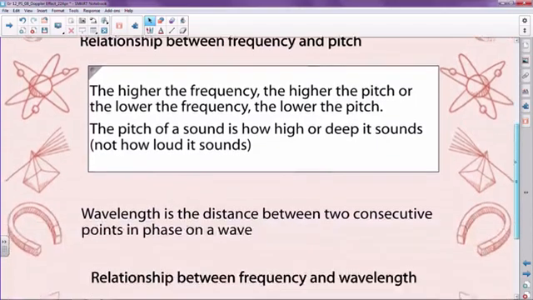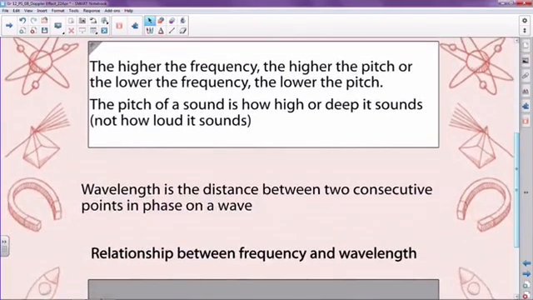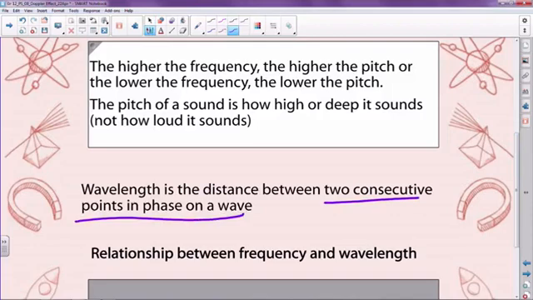Now, we need to remember, of course, that wavelength, because we need to talk about how wavelength and frequency are related, is the distance between two consecutive points in phase. So if we have a little wave, you've all seen transverse waves, it's from here to here. That's my wavelength, and remember, that's lambda. That is really, really important because we're going to talk about that.